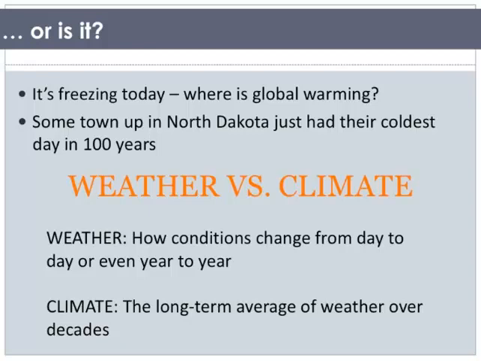When we look at weather, weather is how conditions change from day to day or even year to year. Climate is the long-term average of weather over many decades. And changes to climate can lead to changes in weather.